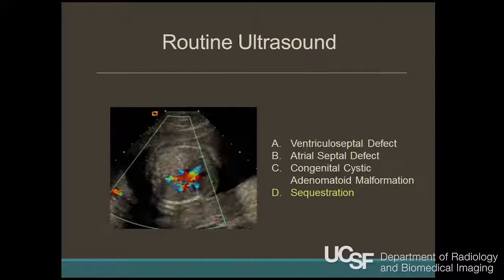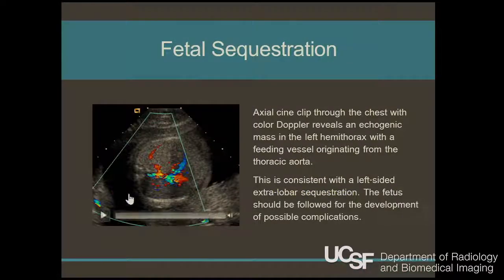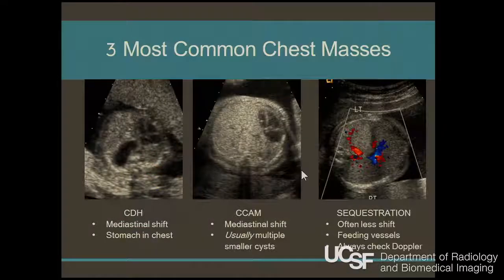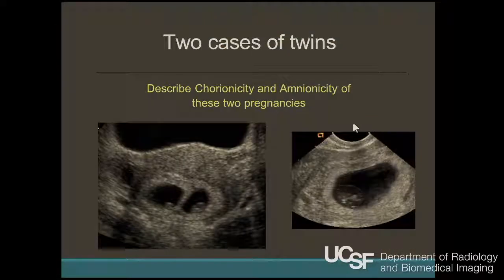This is a sequestration. So again, you're in a fetus. You see ribs, spine, so you know you're in the chest. This is the heart. And we see a feeding vessel coming off the descending aorta. The 3 most common chest masses: we already showed the CDH. Sequestration, you'll see this. CCAM usually has multiple tiny cysts like this. They're really echogenic, shifting the heart over again.